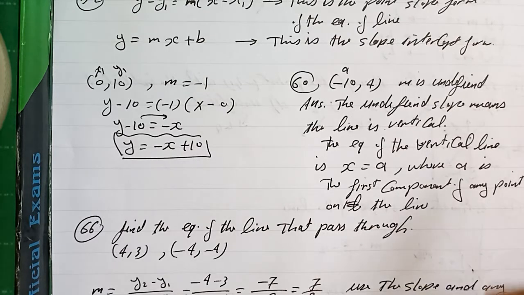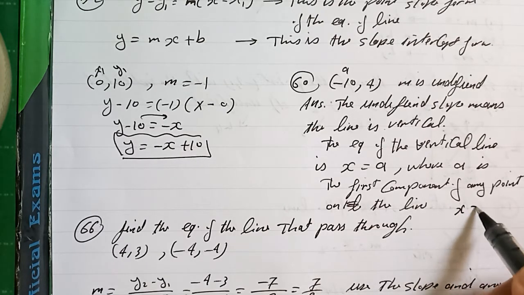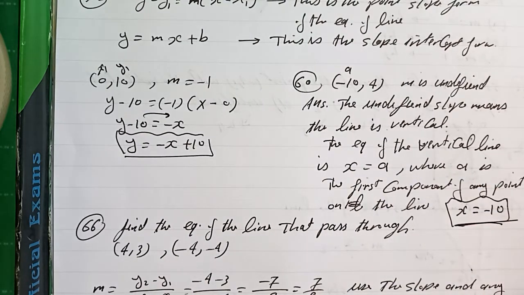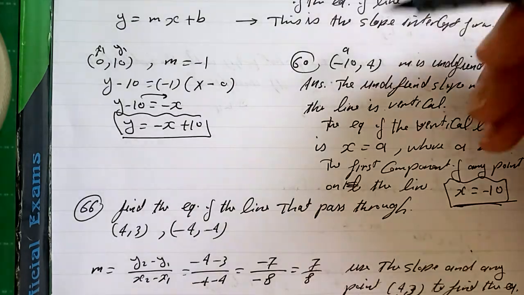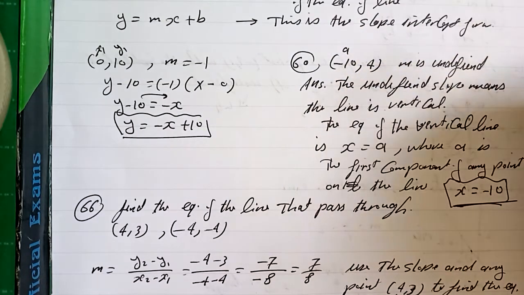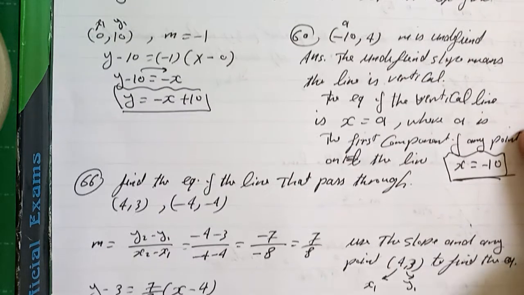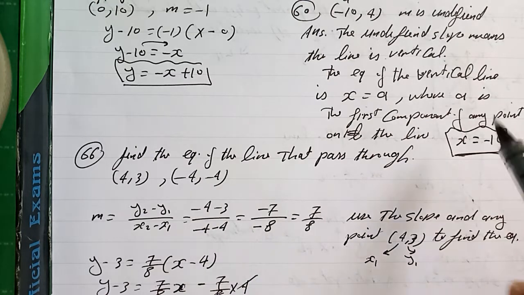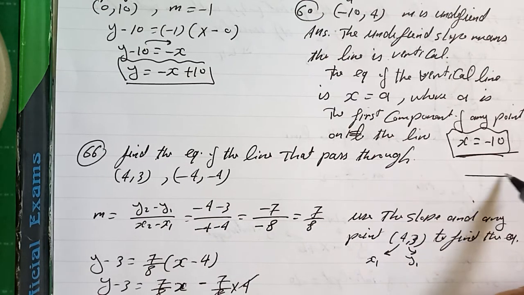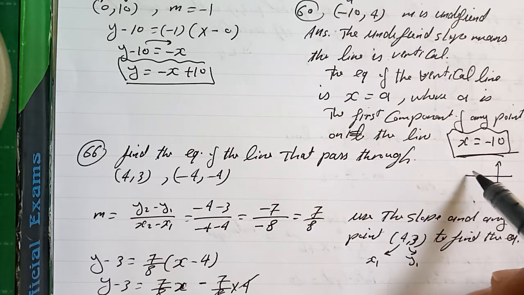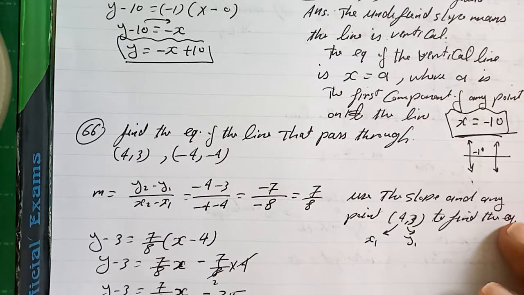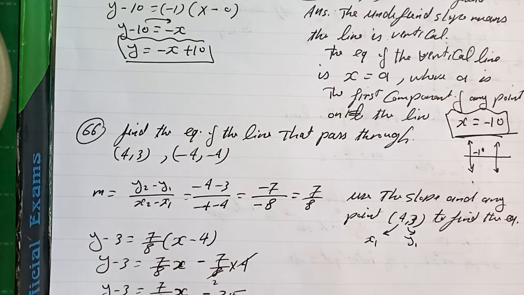So the equation will be x equals negative 10. This is the equation of the line that passes through negative 10 and 4 and has an undefined slope, meaning a vertical line. It means that if you want to sketch it, it is a line that cuts the x-axis at negative 10. That's it.